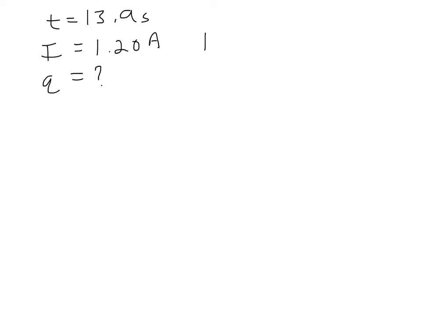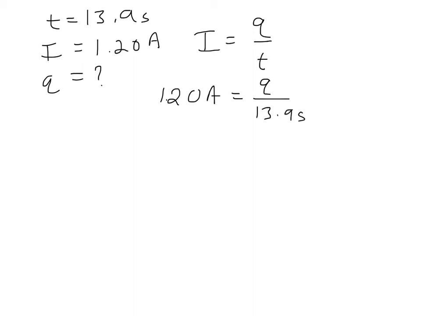So we're going to use I equals Q over T. I is 1.20 amps, and equals Q divided by our time, which is 13.9 seconds. We multiply our time by our current to get Q. We get Q equals 16.7 coulombs moves through the fan in 13.9 seconds. Right, on to the next problem.